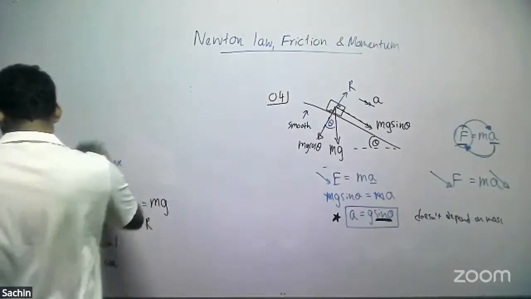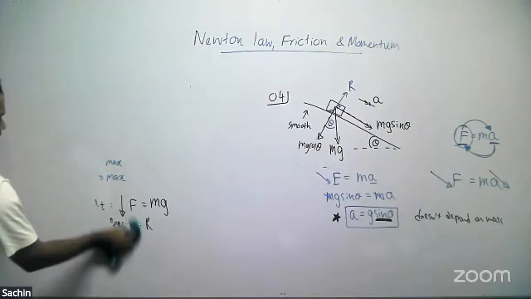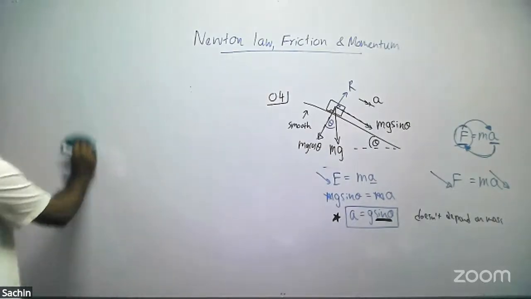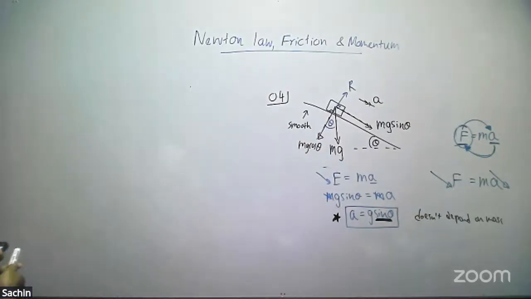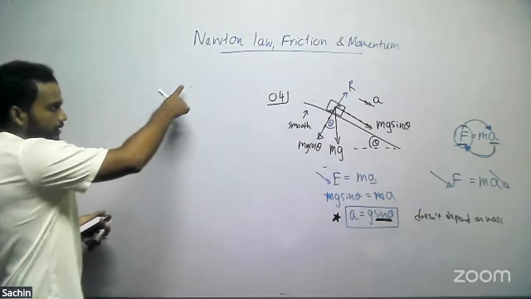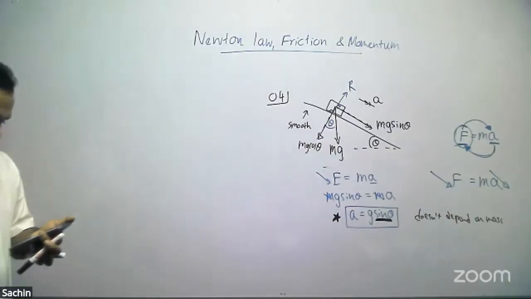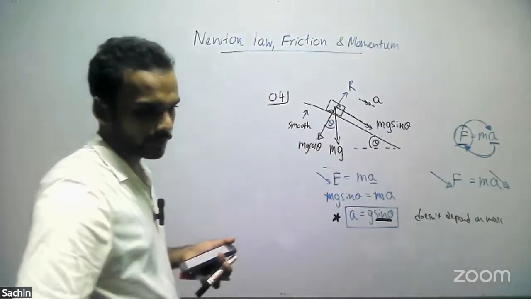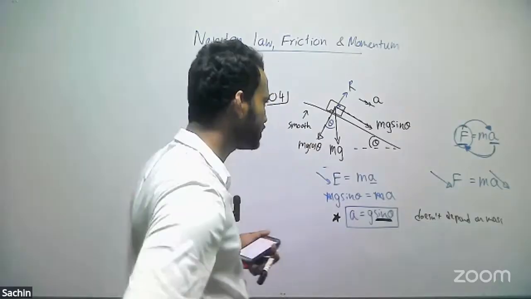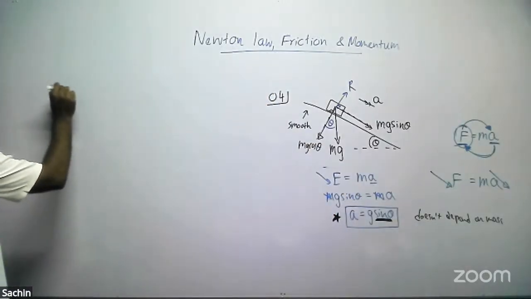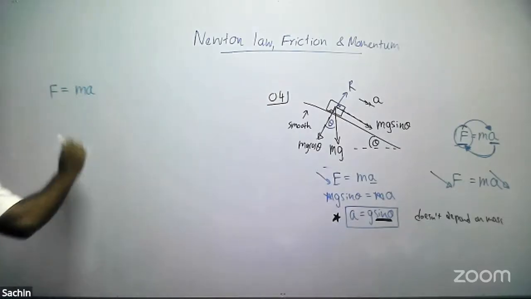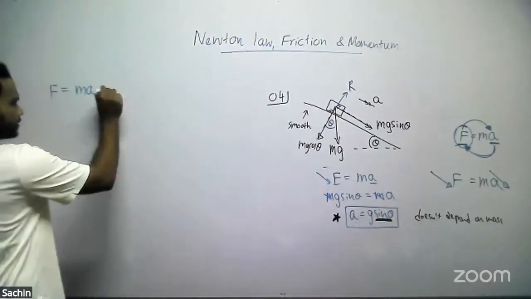Okay, so this part is done. Now I'm recalling some other variants of Newton's second law. We have used Newton's second law in more ways than just F equal ma. Those are like this. F equal ma we can rewrite like this.